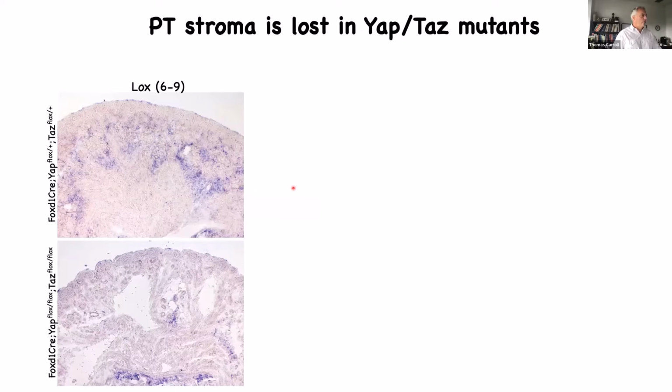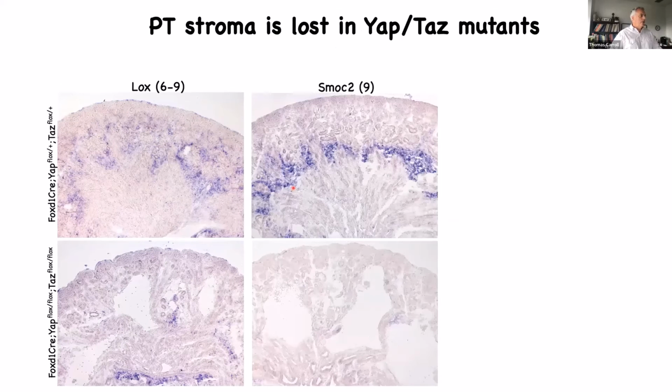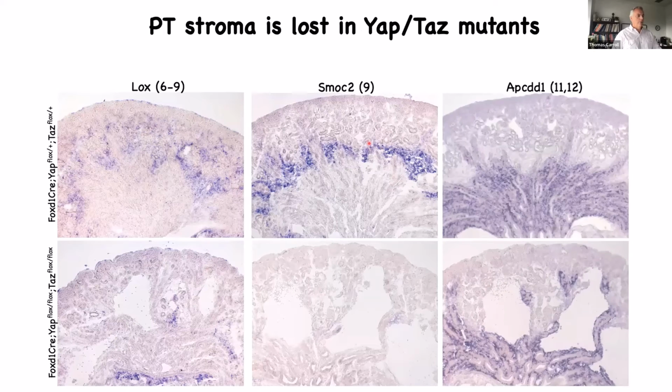And this is just to show you this is the case. If we look at markers of the different populations, lysyl oxidase, which is expressed in 6 through 9, is missing in our mutants. SMOC2, which is only expressed in 9, is missing in our mutants. But if you look at markers of other cell types, such as ABCDD1, which is expressed down in 11 and 12, these more medullary cell types, it's present, and in fact, it looks to be expanded in our mutants cortically.